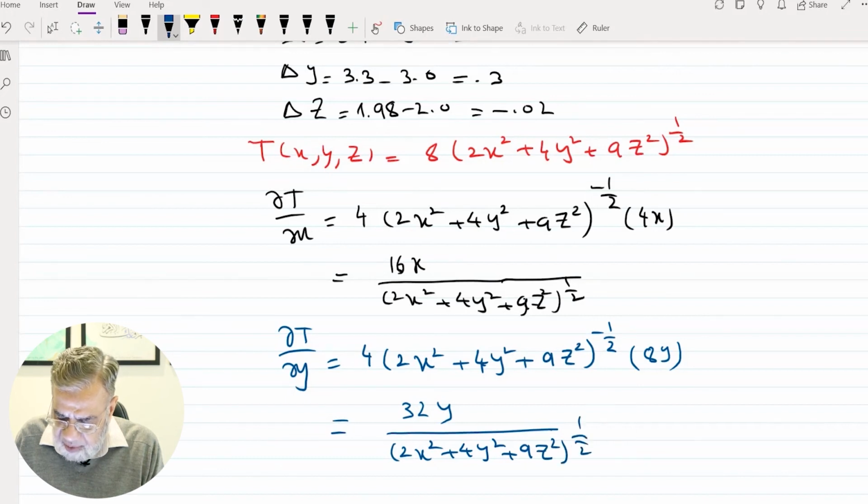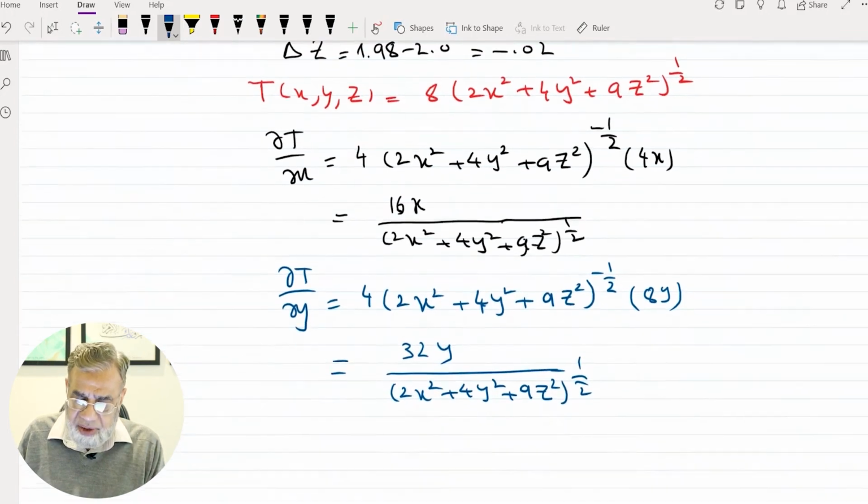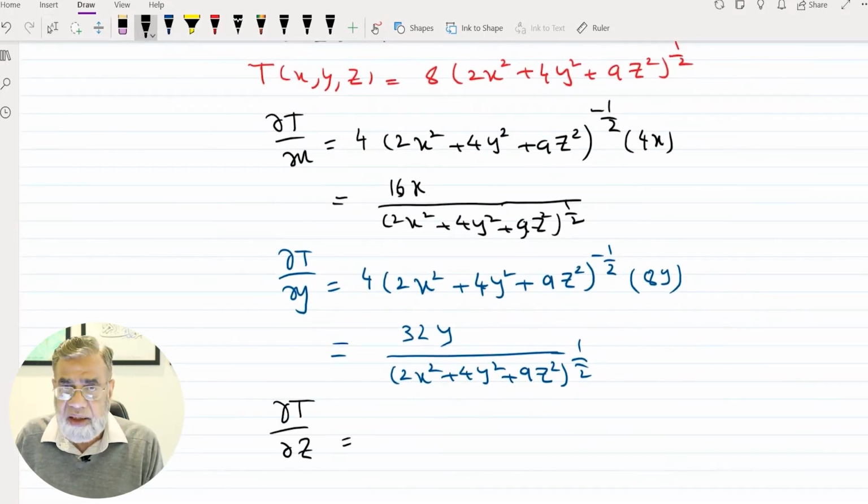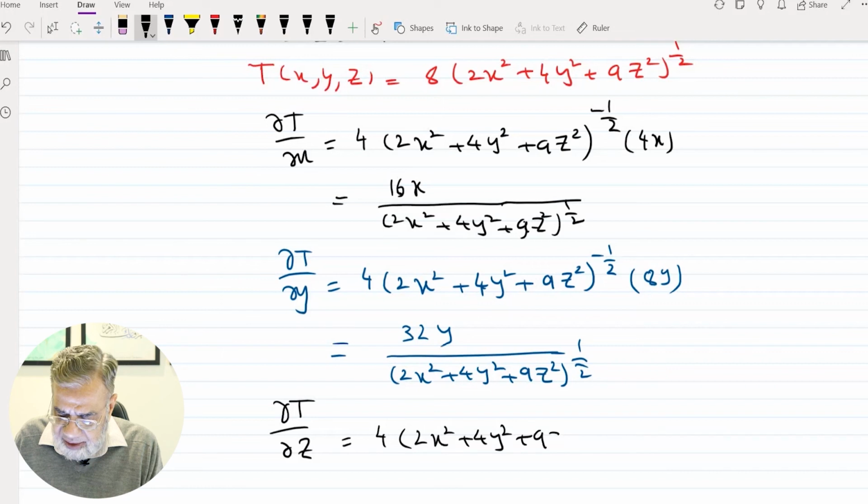We just take it in the denominator, the sign is changed. Now with respect to z, I find the partial T by partial z. Again, the outside, multiply by 1 by 2, we get 8 multiplied by 1 by 2, we get 4, into inside remains the same, (2x squared plus 4y squared plus 9z squared) to the power 1 minus 1 by 2.